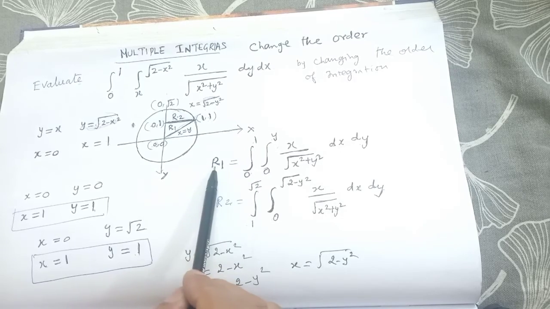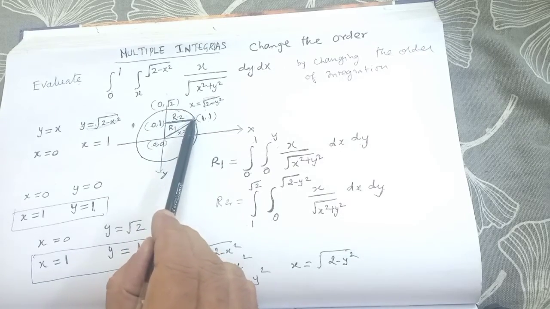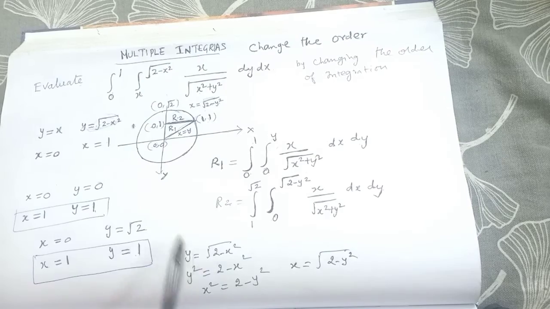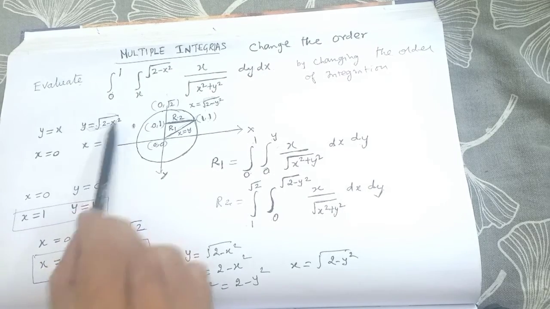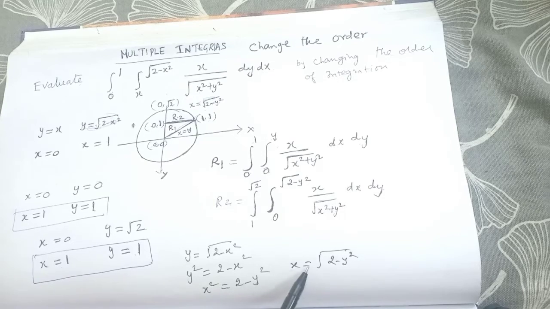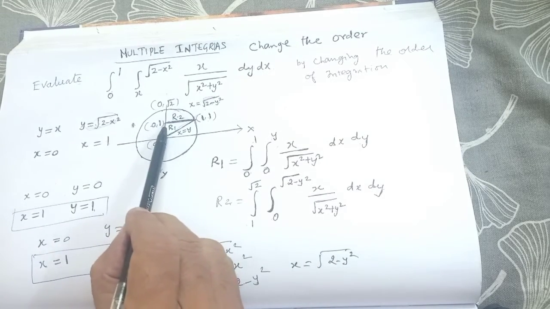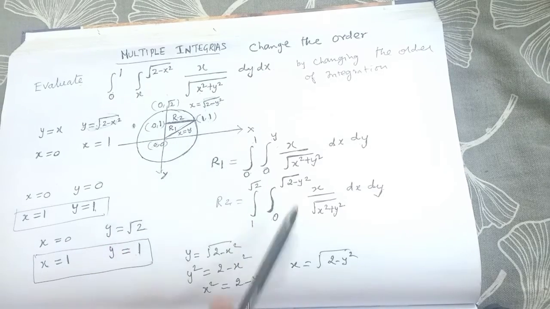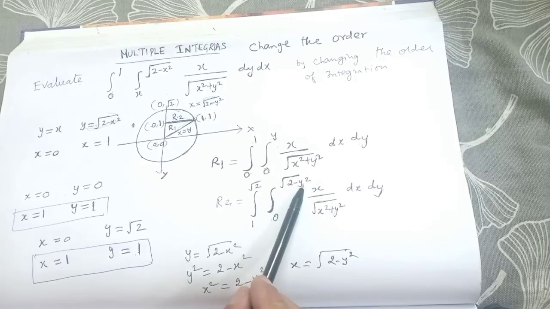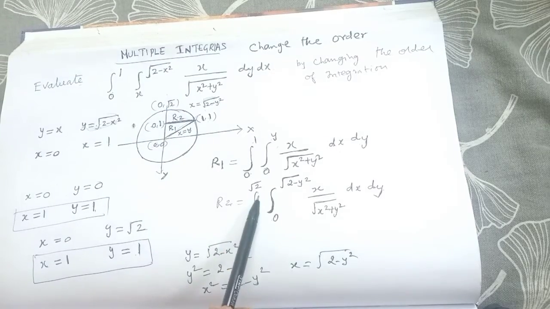First R1, next R2. For R2, this is the circle equation: y is equal to root of (2 minus x square). Squaring on both sides, y square equal to 2 minus x square, so x square equal to 2 minus y square. Therefore, x is equal to root of (2 minus y square). For the second region R2, the x limit is 0 to root of (2 minus y square), and the y limit is 1 to root 2, dx dy.